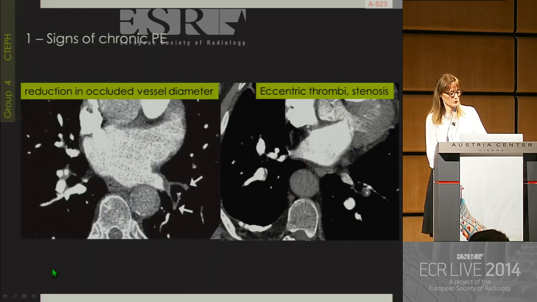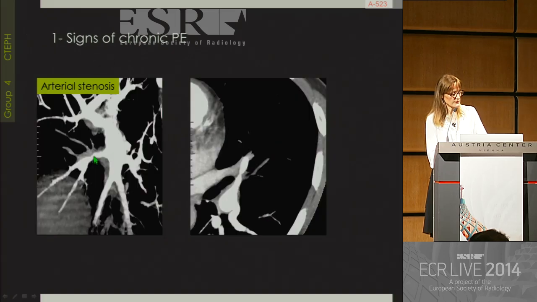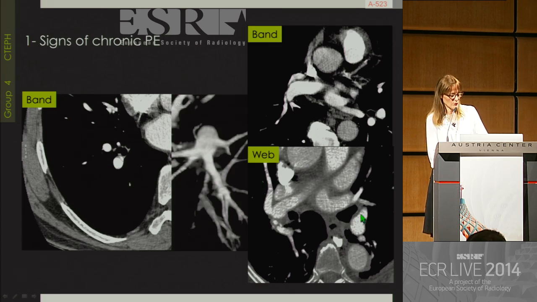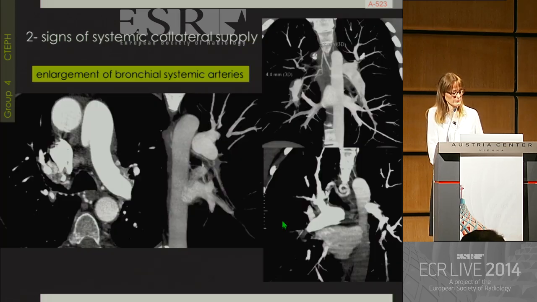So, to suspect chronic pulmonary thromboembolism, you will have to find signs of chronic PE that may have very various appearances: reduction in occluded vessel diameters, eccentric thrombi, and thickening of the arterial wall. Arterial stenosis, and MIP reformation is quite helpful. Pouching defect, defined as an abrupt interruption of the vessels, and bands or webs corresponding to fibrotic material within the arterial lumen.